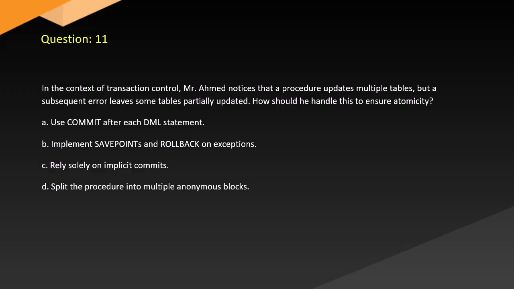Question 11. In the context of transaction control, Mr. Khan notices that a procedure updates multiple tables, but a subsequent error leaves some tables partially updated. How should he handle this to ensure atomicity? A. Use commit after each DML statement. B. Implement savepoints and rollback on exceptions. C. Rely solely on implicit commits. D. Split the procedure into multiple anonymous blocks.